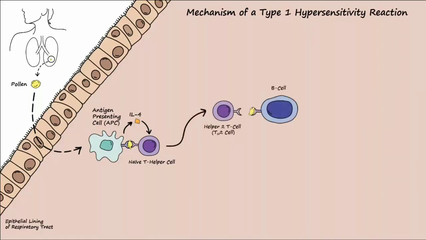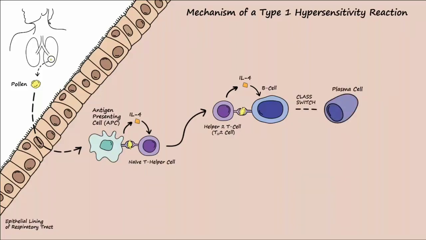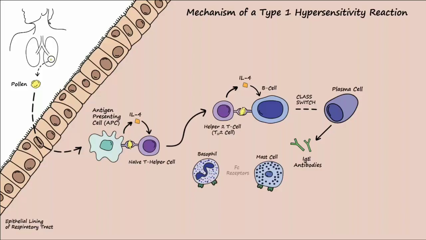A B cell also presents a portion of the pollen to a T helper 2 cell. The T helper 2 cell then releases IL-4, which activates a class switch of the B cell to cause it to become a plasma cell that produces IgE antibodies. The released IgE antibodies bind to Fc receptors located on mast cells and basophils.